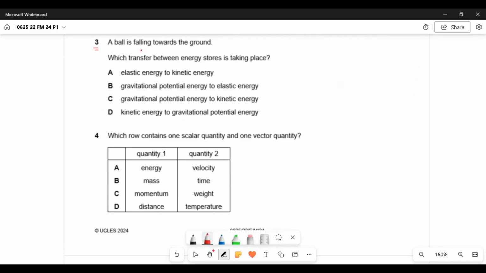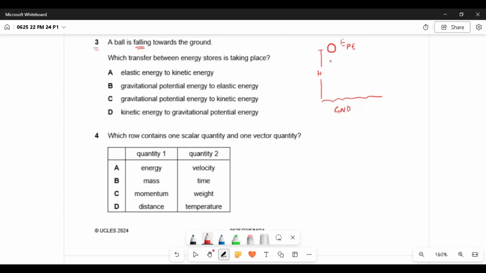Number 3. A ball is falling toward the ground. Which transfer between energy stores is taking place? Let's say this is the ground and here is a ball. Whenever a ball is at some height, we know that at this position the ball should have potential energy.